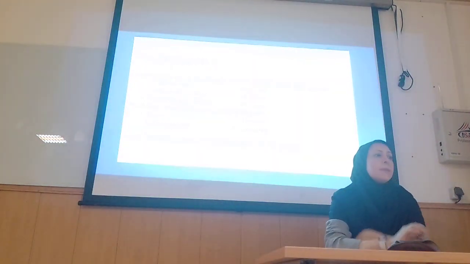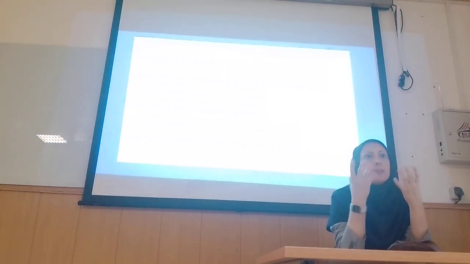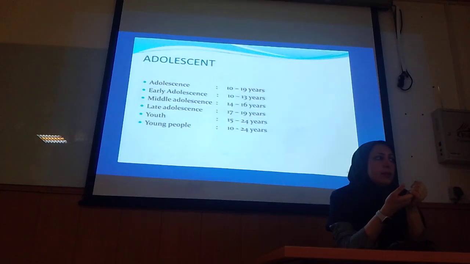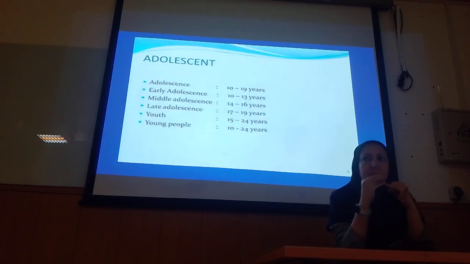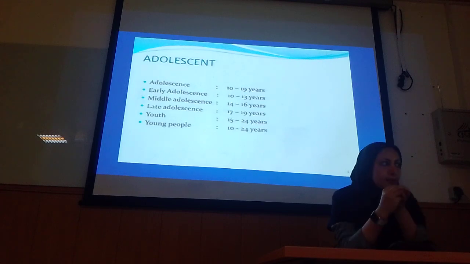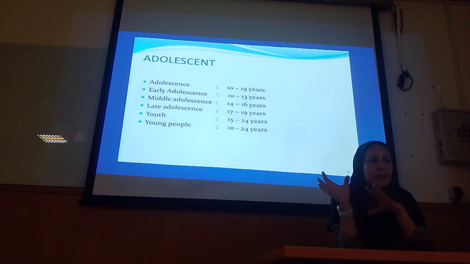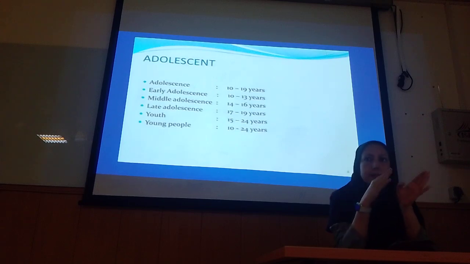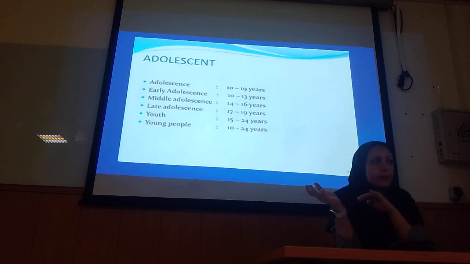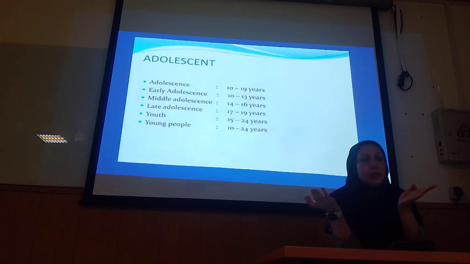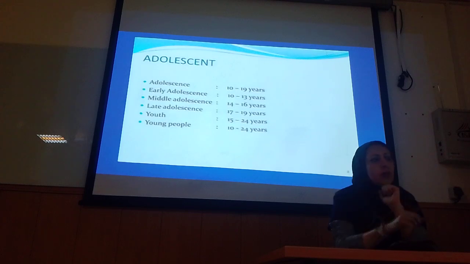Adolescents are not just teenagers. In this slide, you can see that adolescents have early adolescents, middle adolescents, late adolescents, youth, and young people. Adolescents and young adults include 10 to 24 years and three developmental stages: early adolescents, middle adolescents, later adolescents, and young adults.